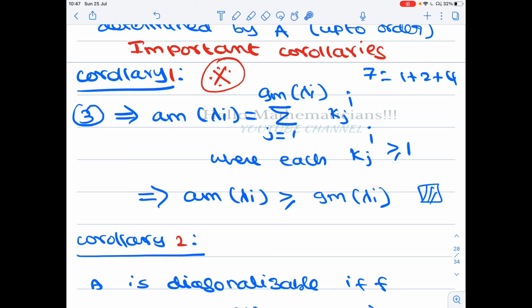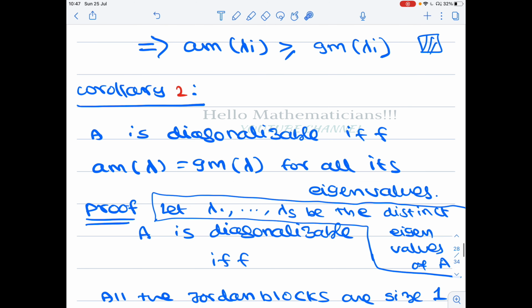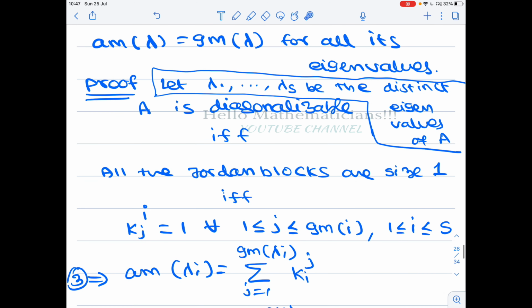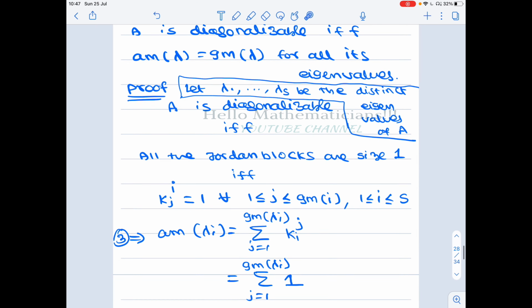So am greater than or equal to gm we used in the problems, but we didn't prove. But from this equality it follows. Okay, next corollary. A is diagonalizable if and only if the algebraic multiplicity equals the geometric multiplicity for all its eigenvalues. Okay, so let's see why it is true.